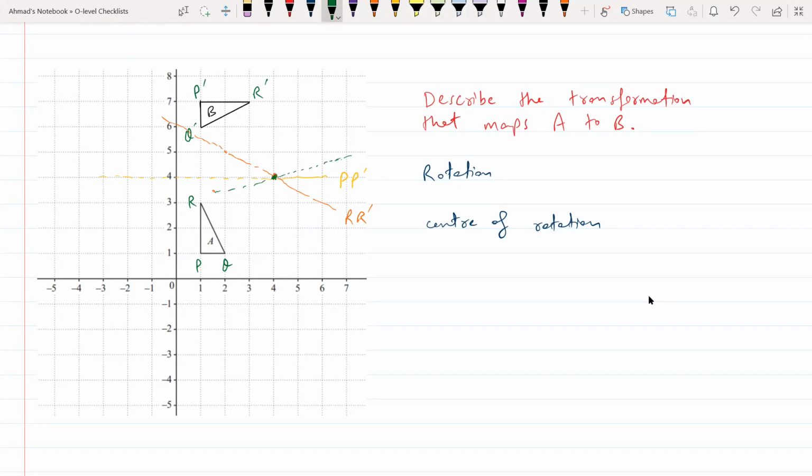तो वो भी इसी से पास करेगा. आप तीनों ड्रॉ कर लें, बेशक, you confirm वो तीनों एक ही पॉइंट से पास कर रहे होंगे. That will be your center of rotation. तो यहाँ पे आप देख लें सेंटर क्या बन रहा है. This is 4 and 4. ठीक है, सेंटर ऑफ रोटेशन आपका 4, 4 आ रहा है.